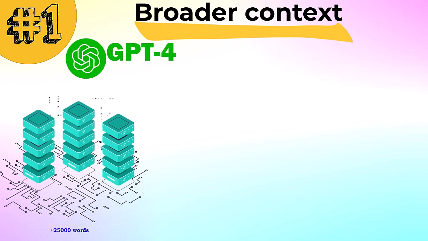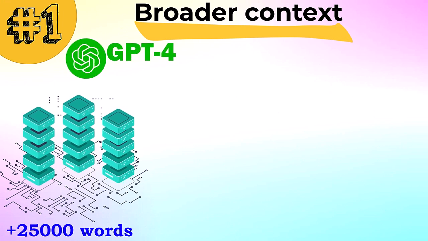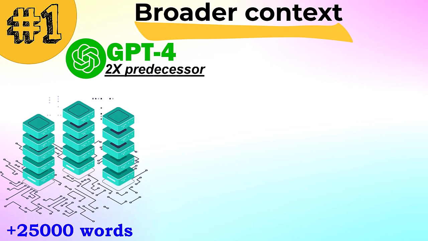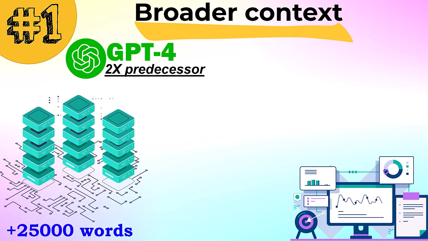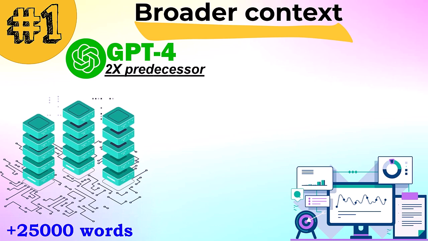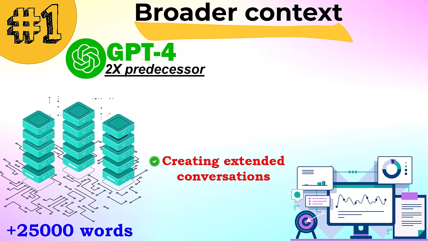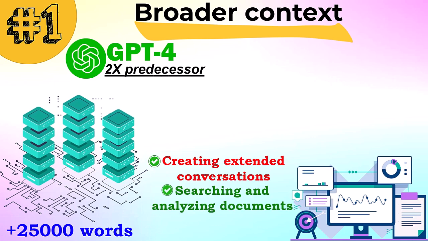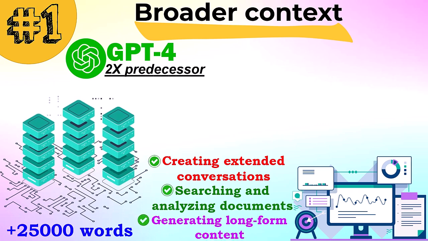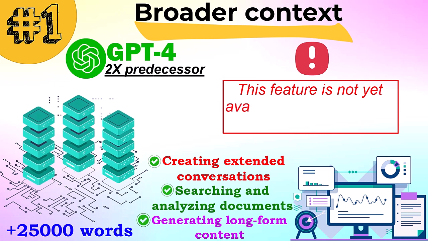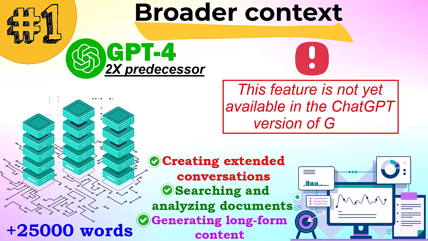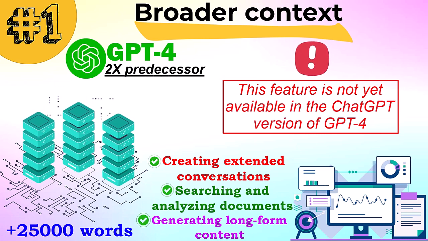GPT-4 can process more than 25,000 words, which is eight times the capacity of its predecessor. This expanded capacity makes it useful for tasks that require handling lengthy texts, such as creating extended conversations, searching and analysing documents, and generating long-form content. However, this feature is not yet available in the ChatGPT version of GPT-4.